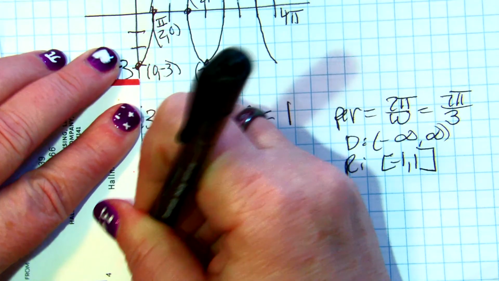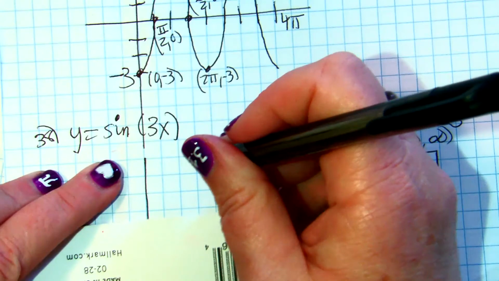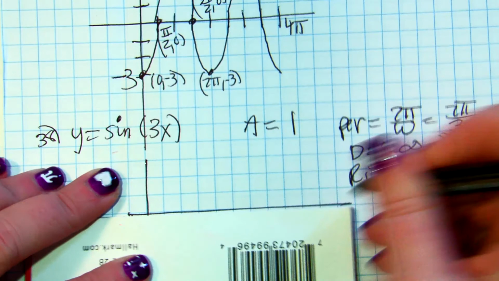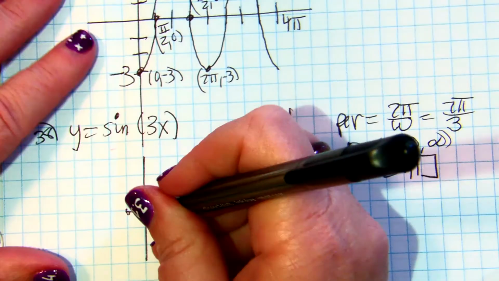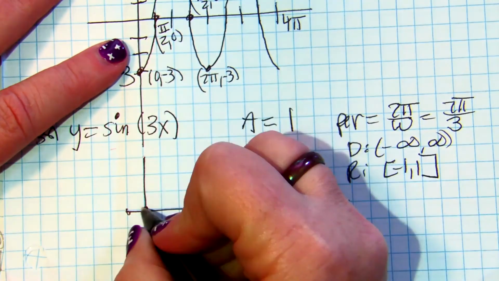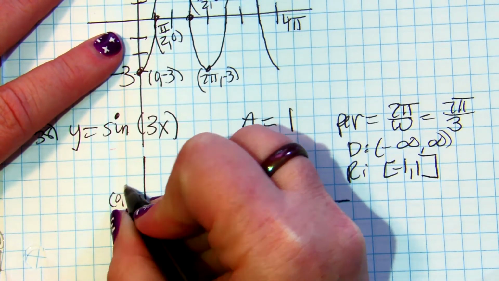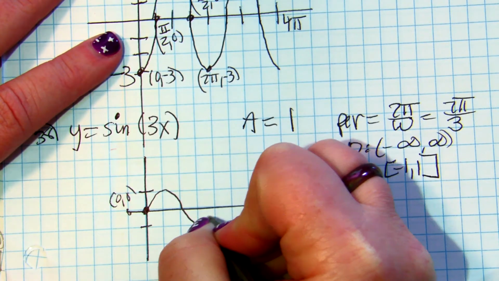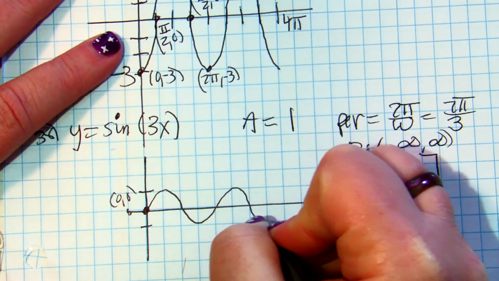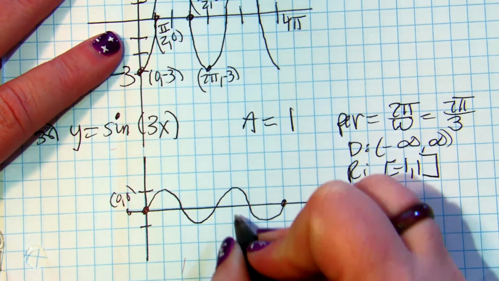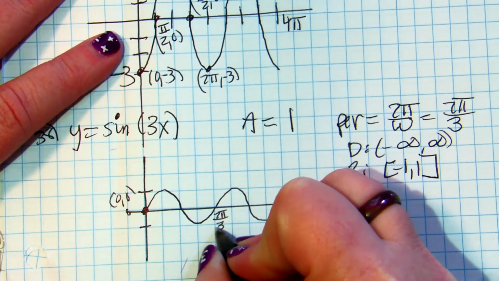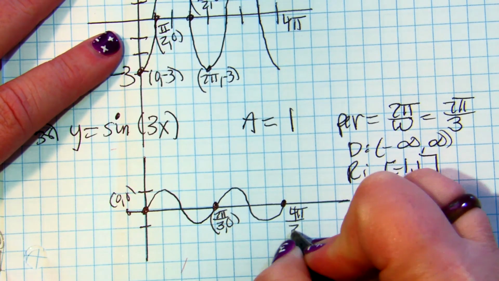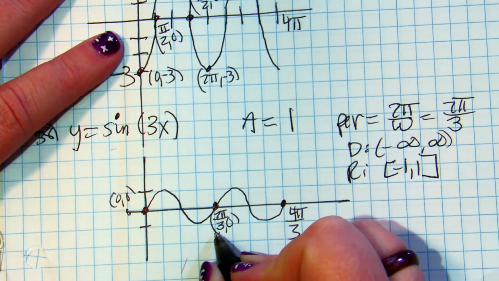2 pi over 3 needs to be divided by 4 because there's 4 parts to every graph. So it's sine, so it starts at 0, 0. It goes up to 1, down to 0, back to -1, up to 0, and we do 2 periods of it. This is 2 pi over 3, 0, because that's the first period. So this would be 4 pi over 3.